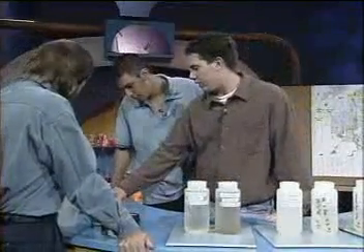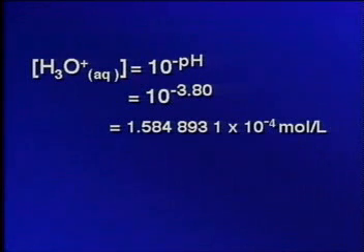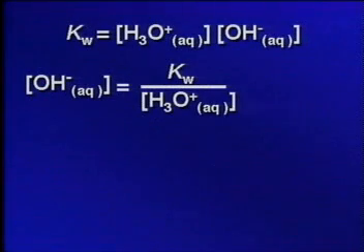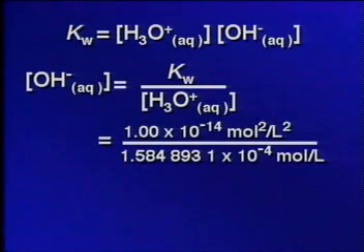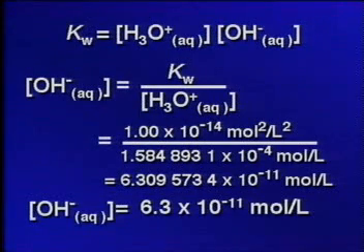Okay, when we substitute in the pH of 3.80 into this equation, it gives us an answer of 1.5848931 times 10 to the negative 4 moles per liter, which is equal approximately to 1.6 times 10 to the negative 4 moles per liter. Then we take this value and we put it into the equation for the equilibrium constant of water. Right. And all we do is we divide the Kw, which is 1.00 times 10 to the negative 14 moles squared per liter squared, by the answer we got in the last equation. Right. And it gives us an answer of approximately 6.3 times 10 to the negative 11 moles per liter.